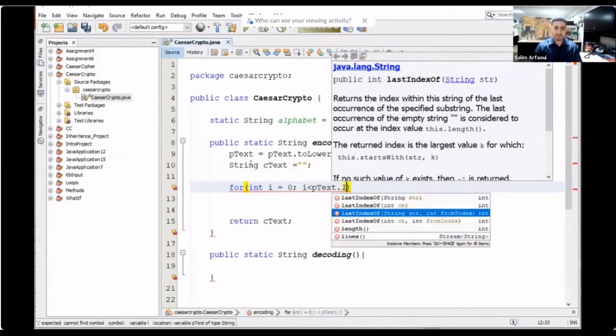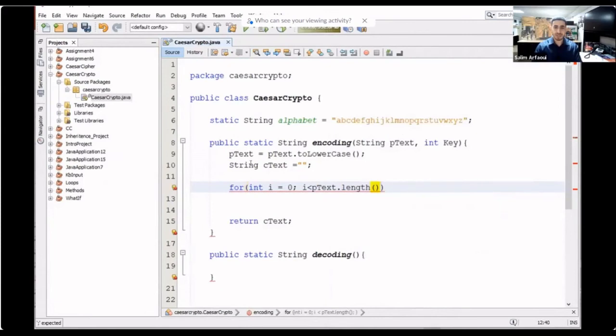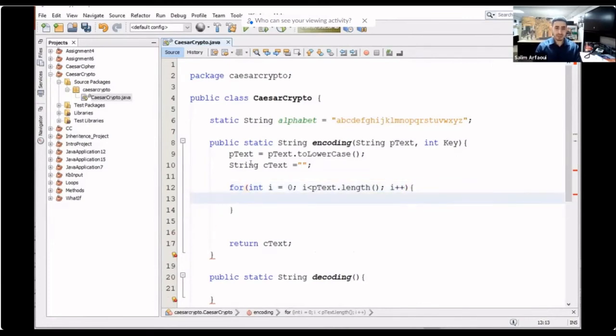That means it's going to get to the last index, the upper bound index of my string text that I am going to encode. Okay. So what does the looping process do? It's going to take, let's say, the character index. So I'm going to find the index of each one of those characters in my alphabet.